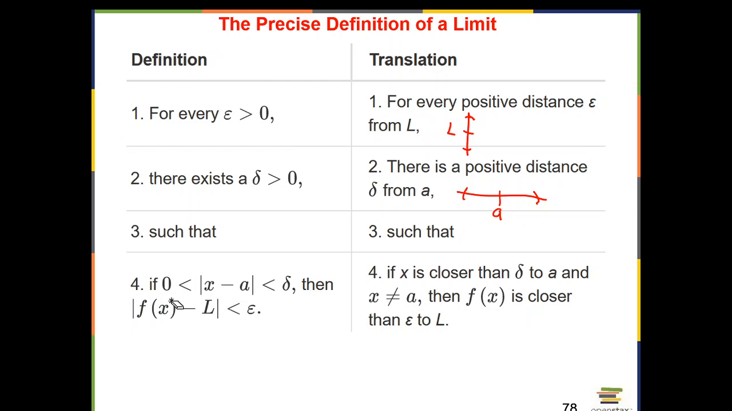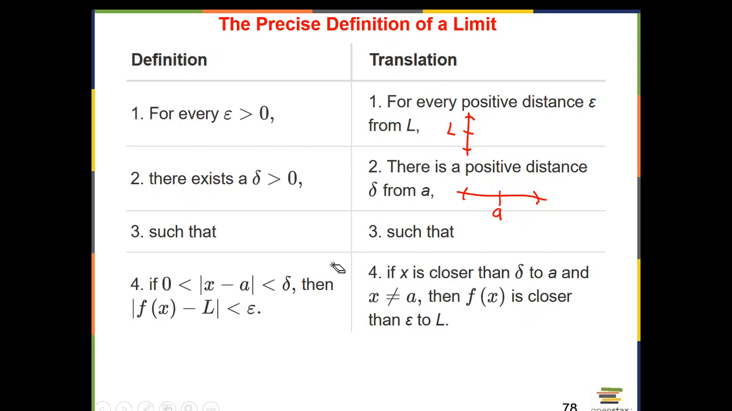Now, what is this? This is an if statement. It says that if this is true, then this is true, right? So what does that mean? It means that if you are in this interval on the x-axis, then the y values are in this interval on the y-axis. So of course we're going to talk about this, but that's the idea.